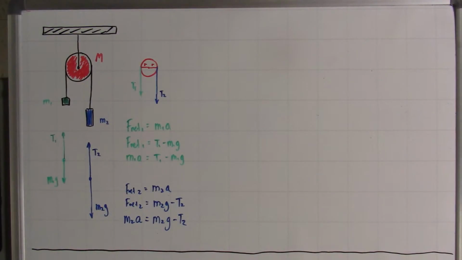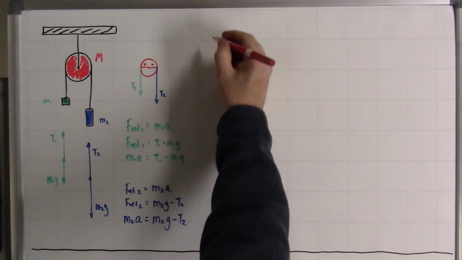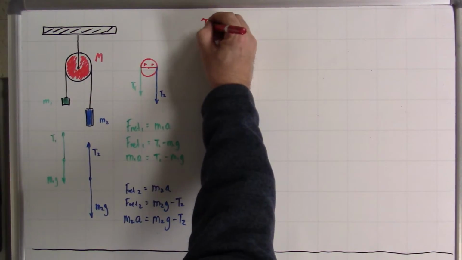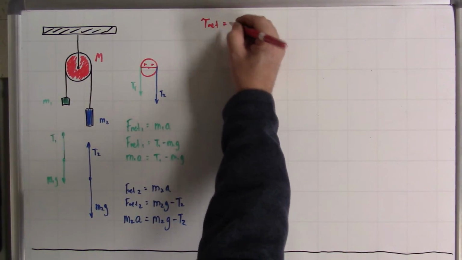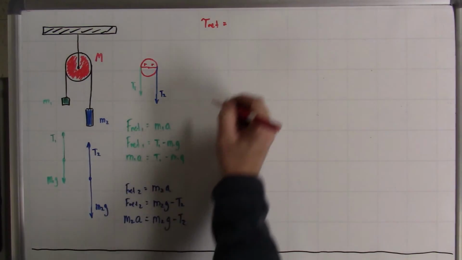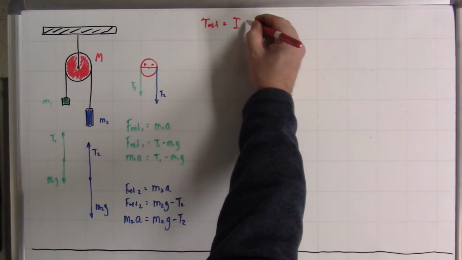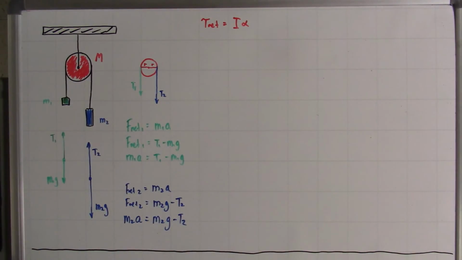Now, what I'm going to do is use the pulley, and I'm going to solve for the net unbalanced torque that's on there. So when I think about torques, I know that the net torque, just like net force is equal to MA, net torque is equal to I alpha.